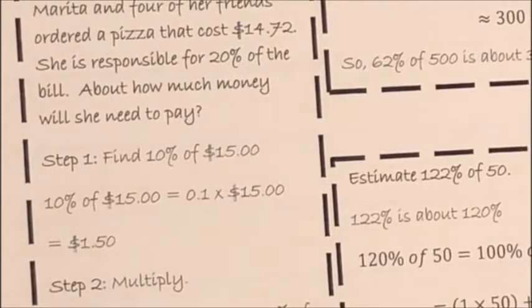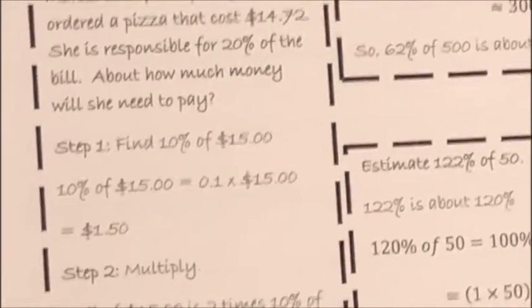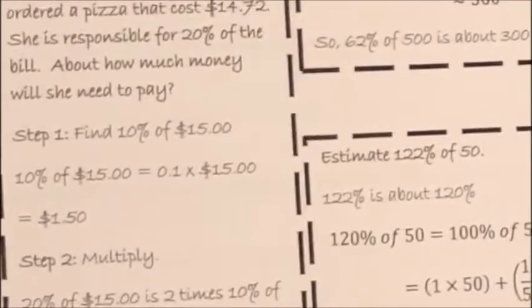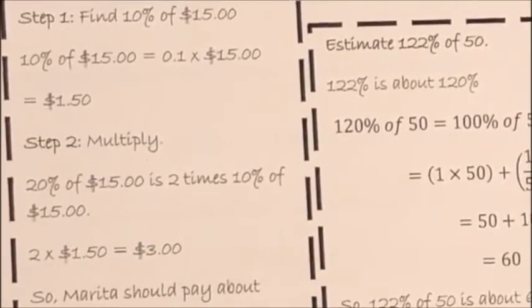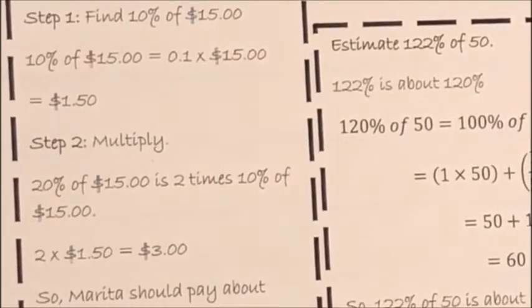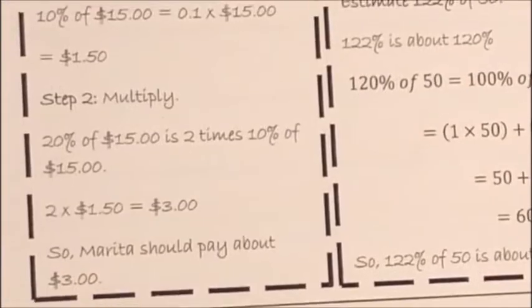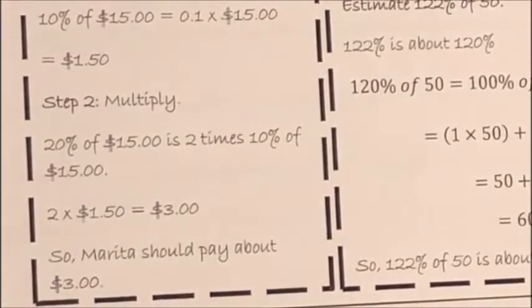The next thing I want to do is multiply. We said we needed to find 20%, right? So for 20%, I multiply the $1.50 times 2. 20% of $15 is 2 times 10%. So 2 times $1.50 is $3. So Marita should pay about $3.